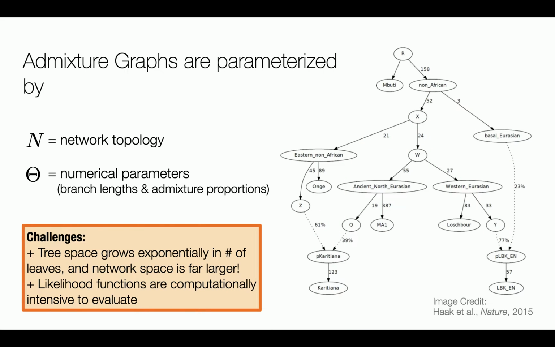This model is parameterized by a network topology N and a set theta of numerical parameters, including branch lengths and admixture proportions. If you look at the network topology on your right, you'll see some vertices with in-degree 2 representing admixed populations. If there is no admixture, then the network topology is just a tree. And you might recall that tree space grows exponentially in the number of populations at the leaves. Network space is far larger than tree space, and this is a significant challenge when it comes to admixture graph estimation. In addition, likelihood functions can be computationally intensive to evaluate.